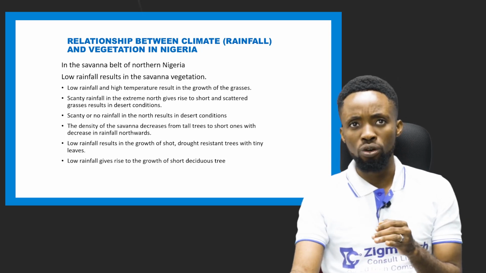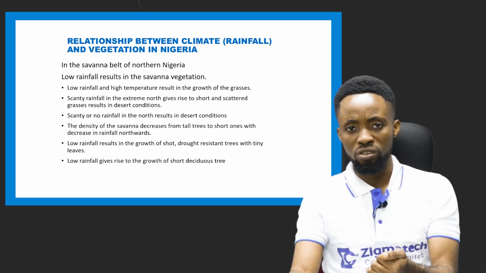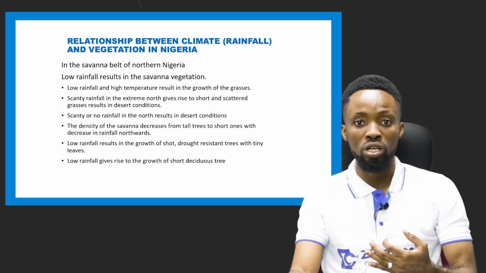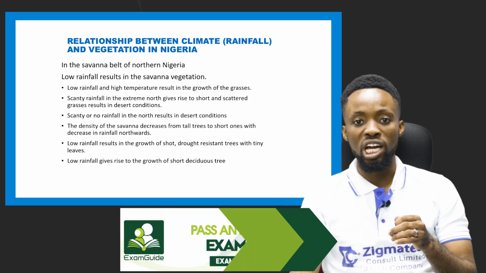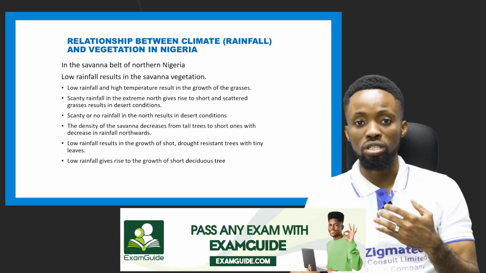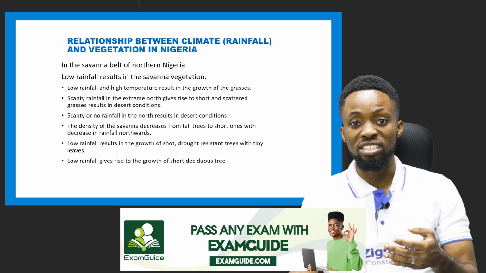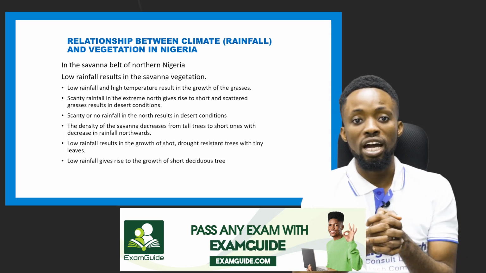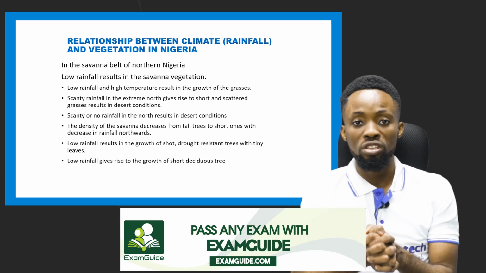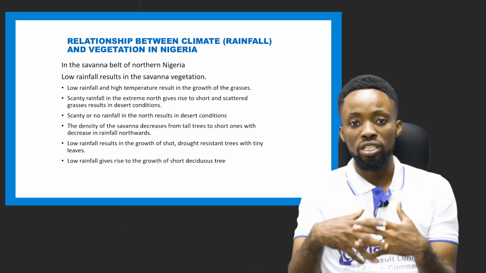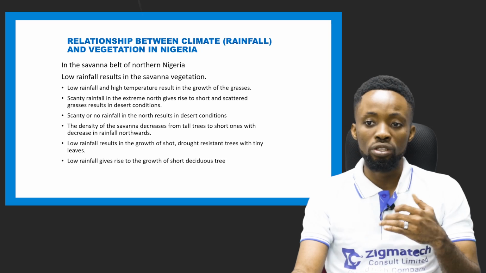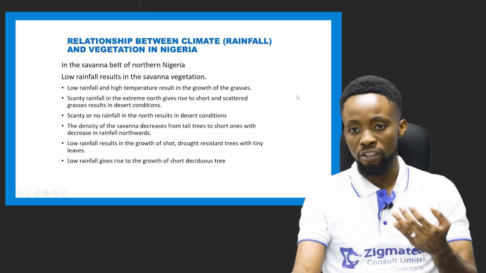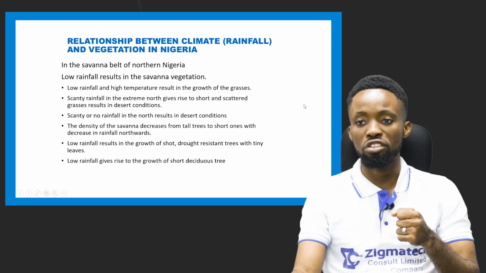And also low rainfall gives rise to the formation of drought-resistant plants and also animals. So we have things like cactus, aloe vera, baobab, acacia, and all of these plants thriving there, because they have the ability to retain water for themselves. And also low rainfall gives rise to the growth of short deciduous trees in the northern part of Nigeria.